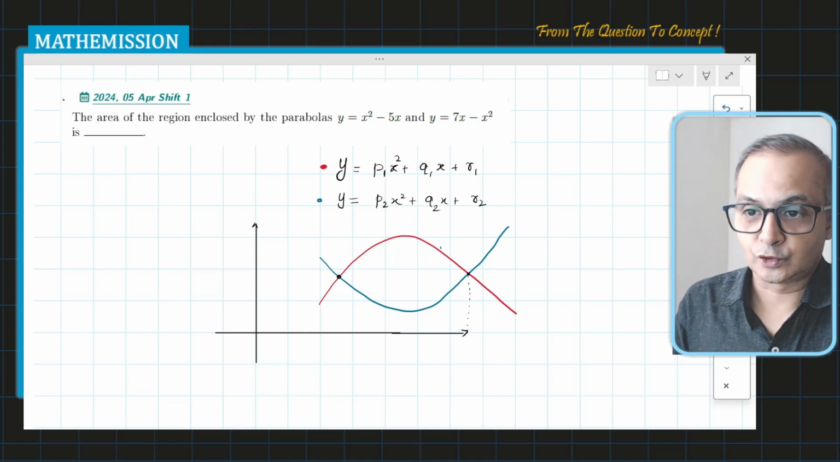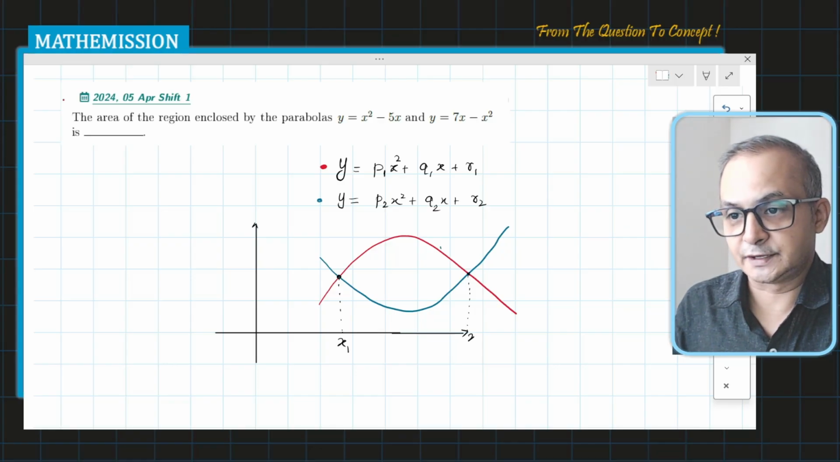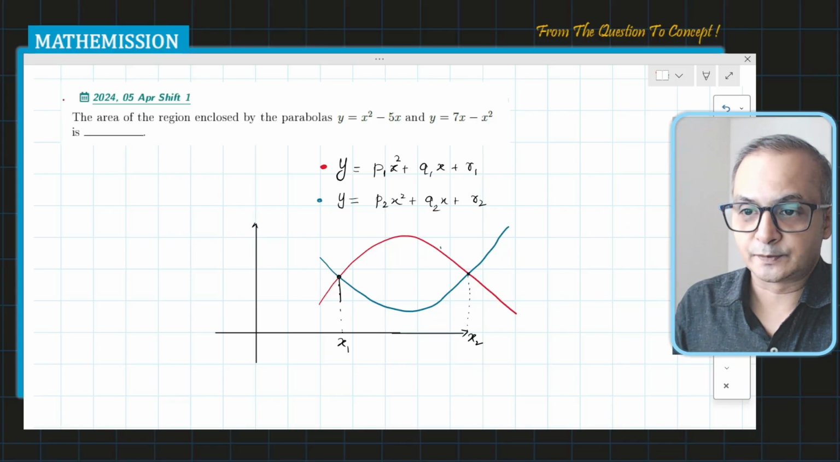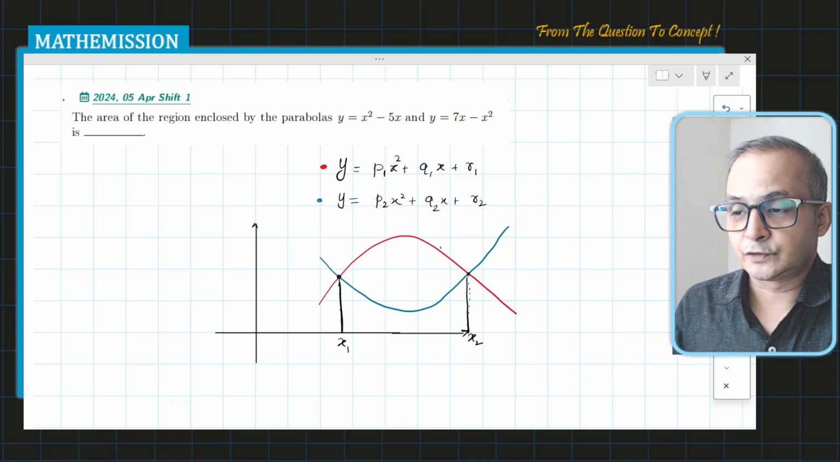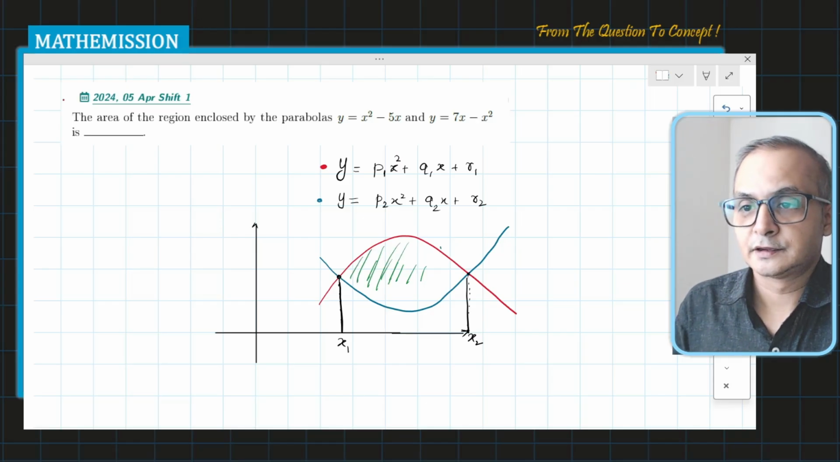as x1 and x2. I mean the x coordinates of the intersection points are x1 and x2 respectively. So of course this line is x equals x1 and this line is x equals x2. We are interested in finding the area between these two curves. So this shaded area we have to determine.